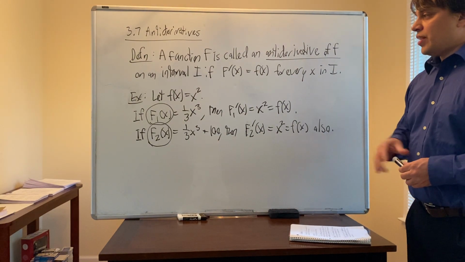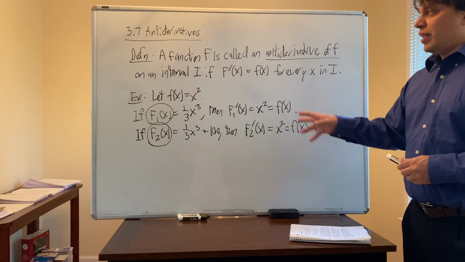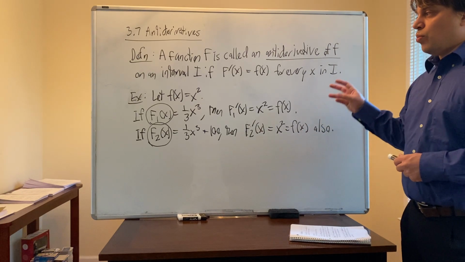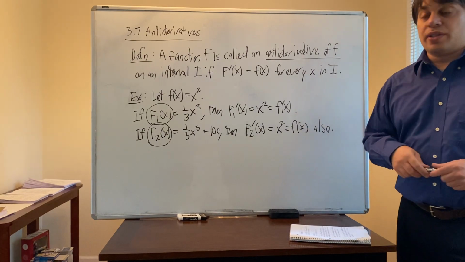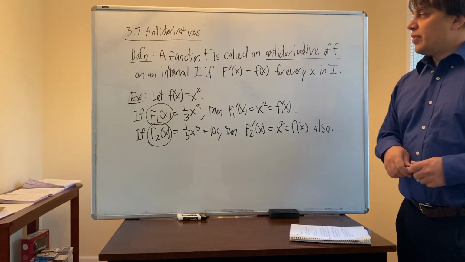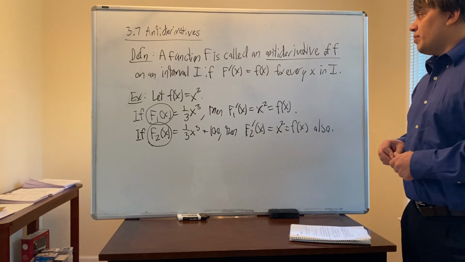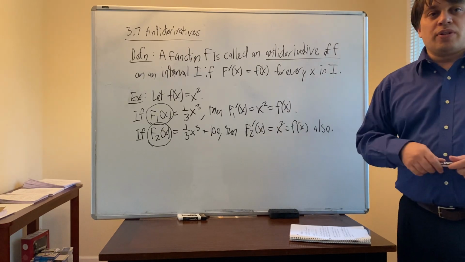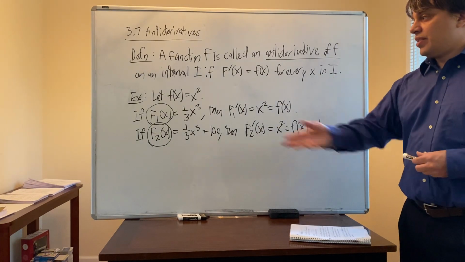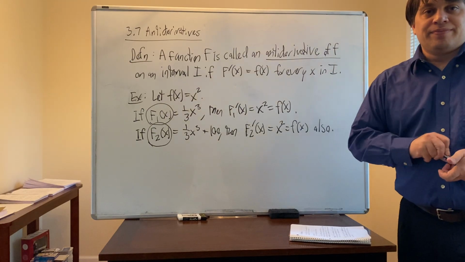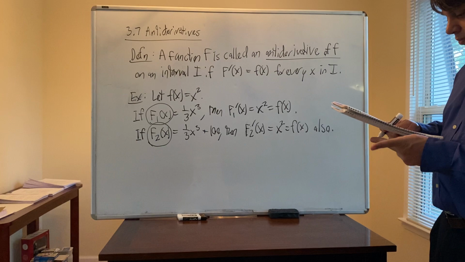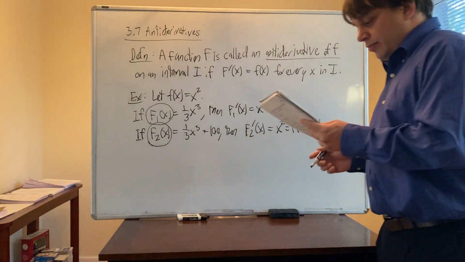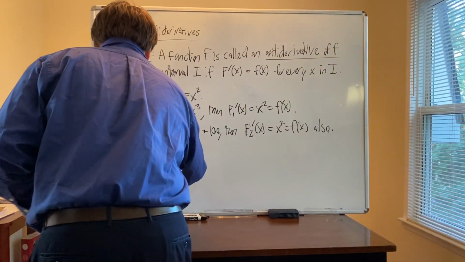Okay? And so this brings up the point that there is no one antiderivative of this function f of x equals x squared. It has at least two. And so when you find an antiderivative of a function, there may be more of them. In fact, in this case, there's infinitely many of them. Okay?